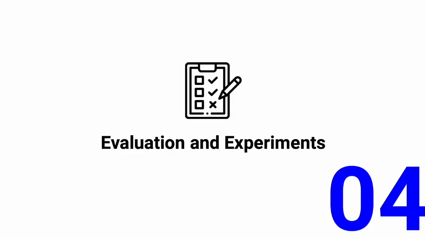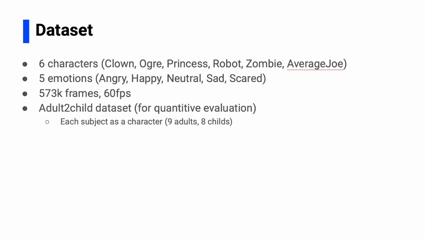Finally, let me explain the evaluation and experiments of this model. First, these 6 characters are used for datasets. These are 5 emotions, and this dataset has 573K frames with 60 FPS. Also, the authors use an adult to child dataset for quantitative evaluation. Each subject, such as 9 adults and 8 children, is used as a character.